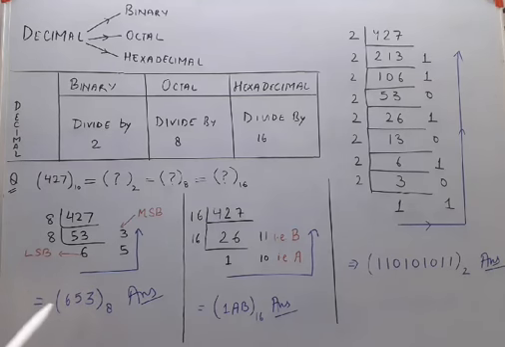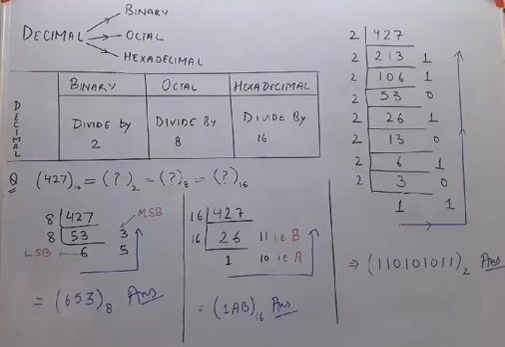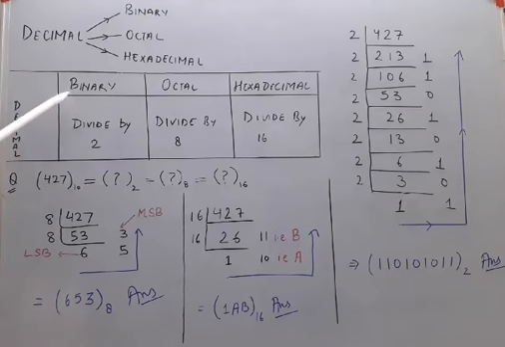Now let us see the conversion of decimal into binary, octal and hexadecimal. So here again you can see the table in which for converting decimal into binary, you have to divide continuously the given number by 2 and write the remainder on the side. We will see in the examples.